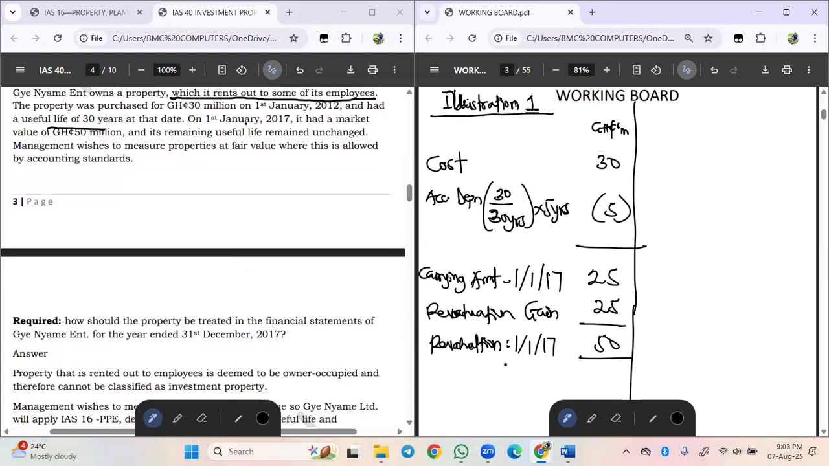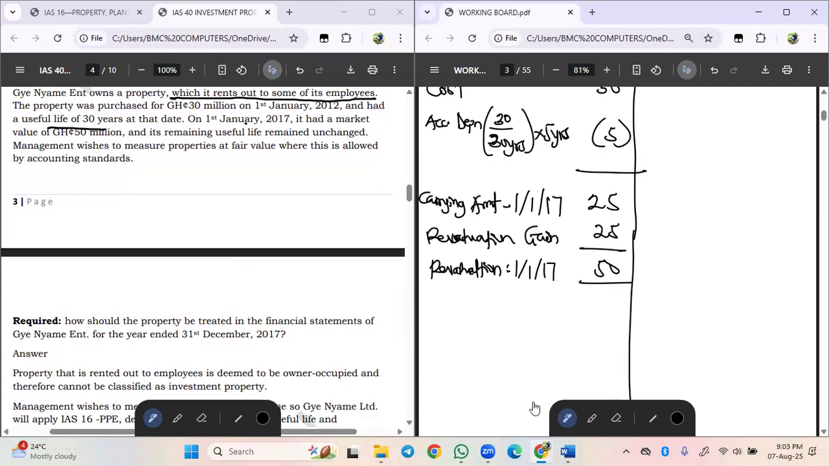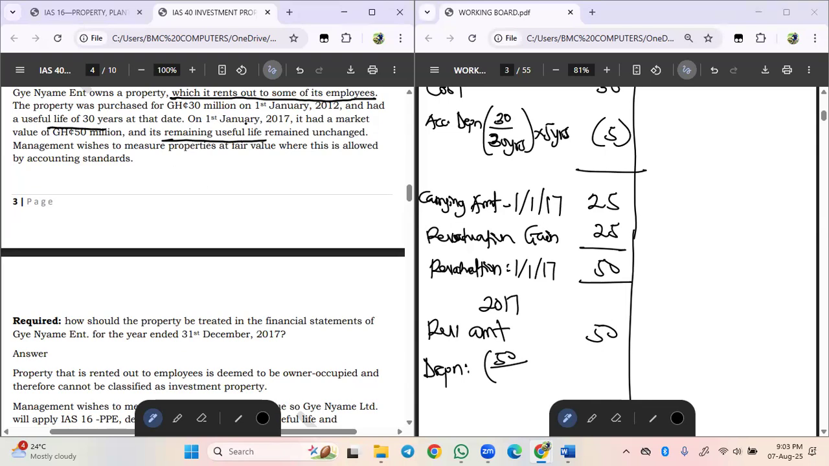So this one is not as at the reporting date. This one is the beginning of that report year end. So we have to move on to calculate the depreciation for 2017. Okay. So the cost will now turn to the revalued amount. That will be your base, 50 million. Then depreciation for 2017 will be the 50 million divided by what? There is no extension of useful life, so we use the remaining useful life. It remained unchanged, so it was 30 years. We've used 5 years out of it, so it is left with 25.